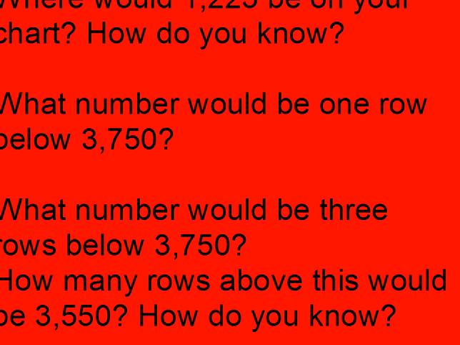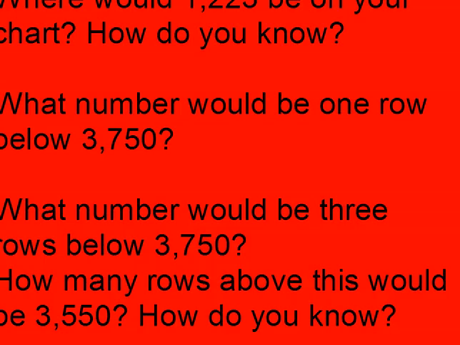Okay, by looking at the chart and the landmark numbers that you and your partner have, I want you to ask yourselves, where would I put 1,223 on the chart? And how do you know that? Once you've discussed that, I want you to put that on the chart. Now that you have that number on, I want you to go to what number would be one row below 3,750. Once you've talked about it, I want you to put that one on.